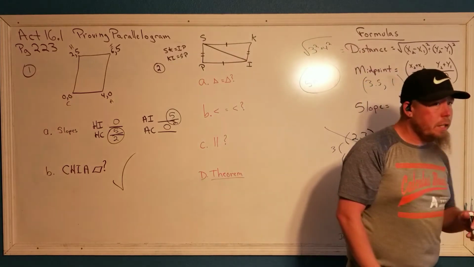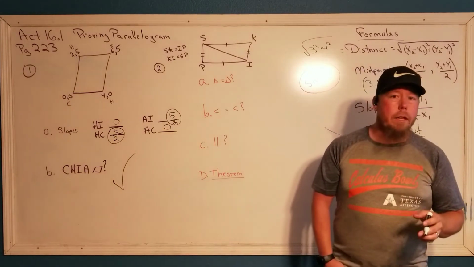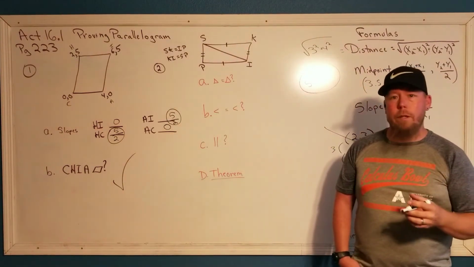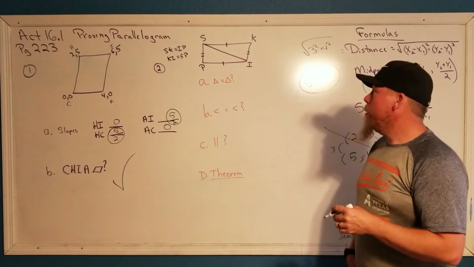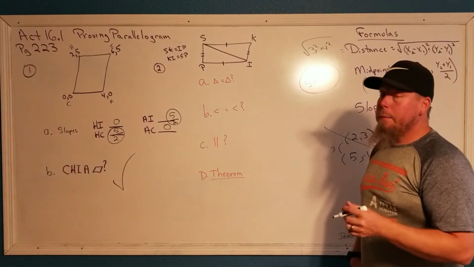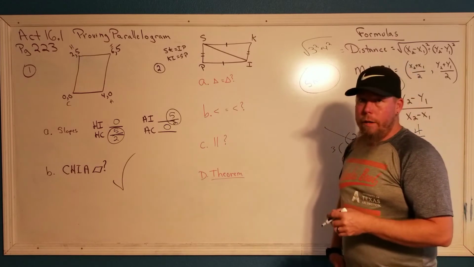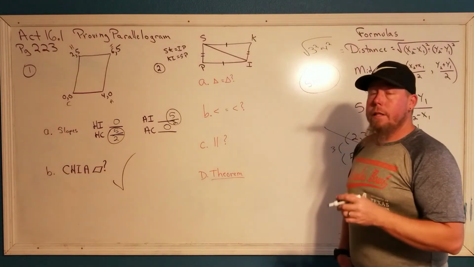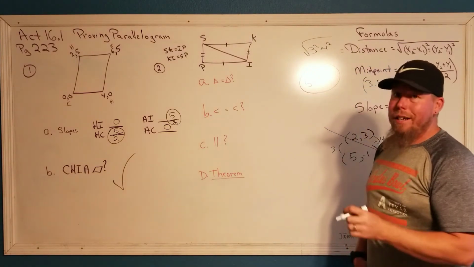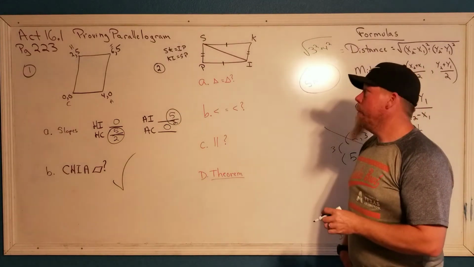Number 2 is your first chance to show something. This is an unofficial proof, which is basically what we're doing. What we're going to show is that if the opposite sides of a quadrilateral are congruent, then it's a parallelogram. Okay, I was getting ahead of myself a little bit there.